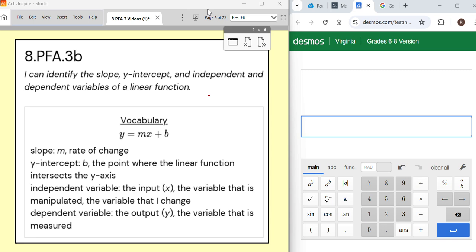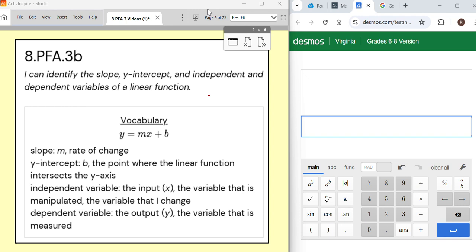I can identify the slope, y-intercept, and independent and dependent variables of a linear equation. The vocabulary: y equals mx plus b. The slope, m, is your rate of change. Your slope will always be a number. There will never be a letter or a variable with it.